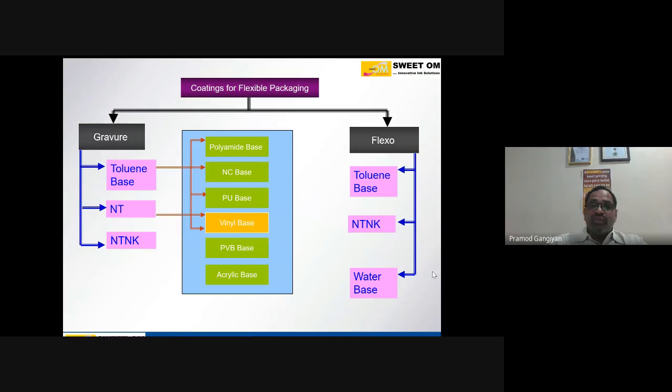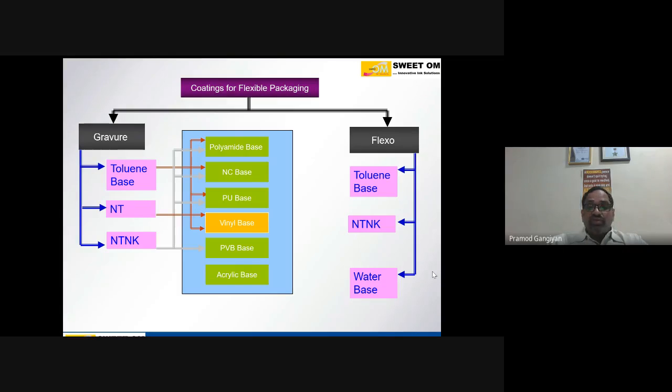The toluene-based coatings we can produce with polyamide resins, with NC-based resins, and then PU-based resins and vinyl-based resins. We cannot produce PVB-based coatings with toluene solvent. We cannot make acrylic coatings with toluene-based solvents, right? If you want to produce non-toluene coatings, we can produce only vinyl-based. We cannot go for different aspects.